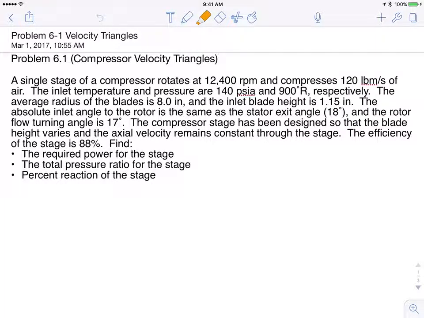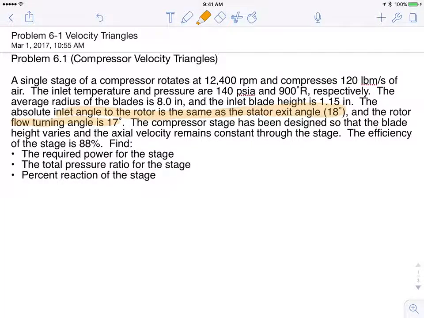A couple key points in this problem statement are that we're just dealing with a compressor that could be somewhere in the middle, or a stage is somewhere in the middle of the compressor. All we really need to know is the inlet flow angle set by the upstream stator row, and then the flow turning angle of our rotor.